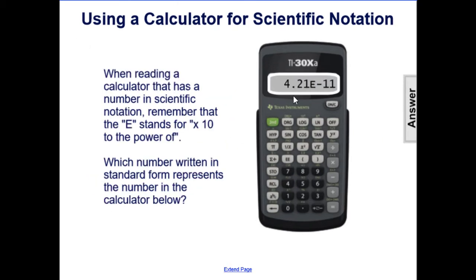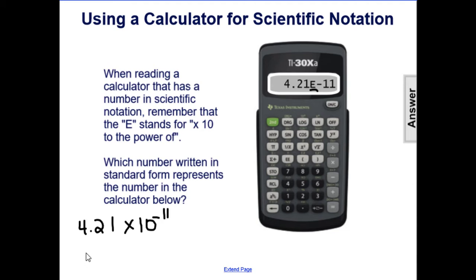Again, we can look at our calculator and have to remember that the E is still times 10 to the power of even if the exponent is negative. So which number written in standard form represents the number in the calculator below? Again, scientific notation, it would be 4.21 times 10 to the negative 11 power. So that's a really, really small number.